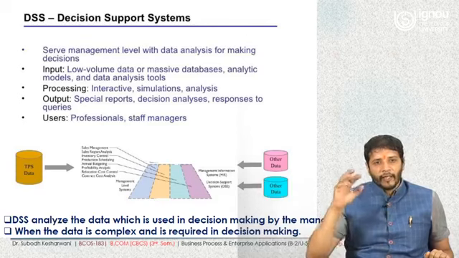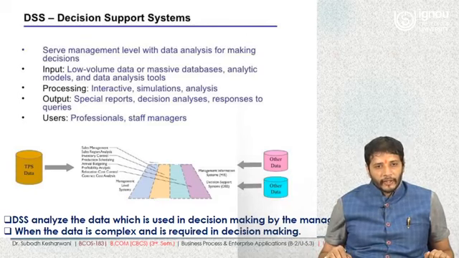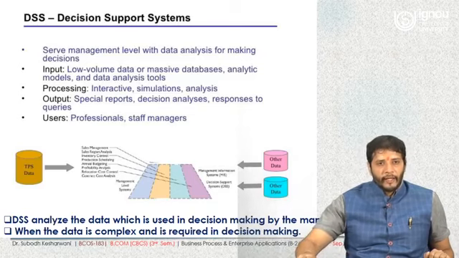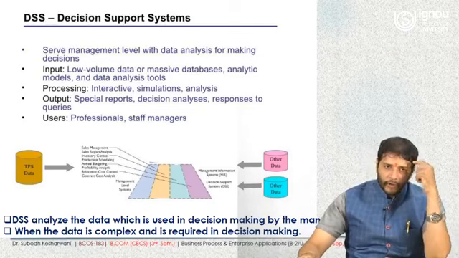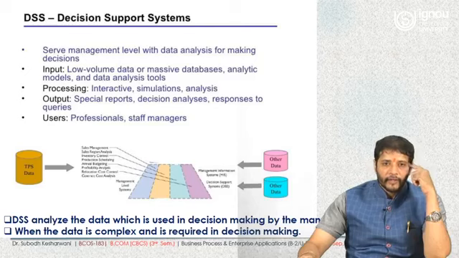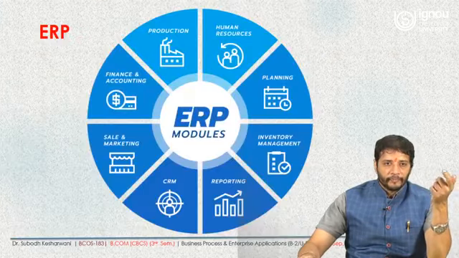and it plays a very important role because it hits the strategic managers who are sitting at the top of the pyramid. So when the data is complex, it requires decision making, and right now some of the decisions are governed by robots also. So AI is somewhat helping the decision support systems to get things into a final shape.